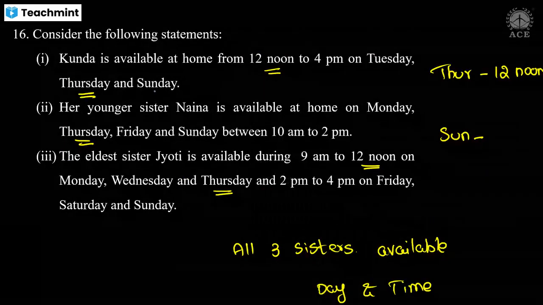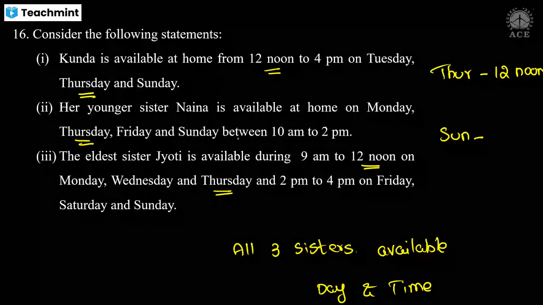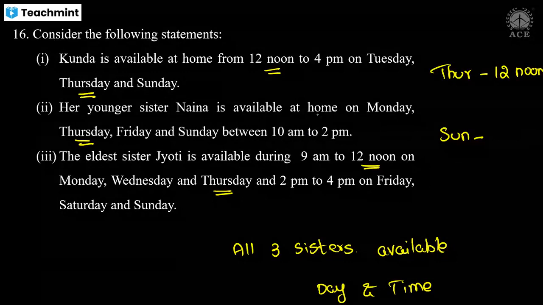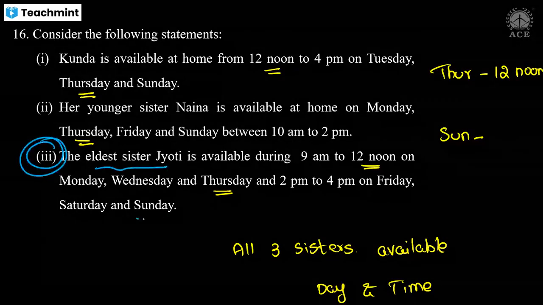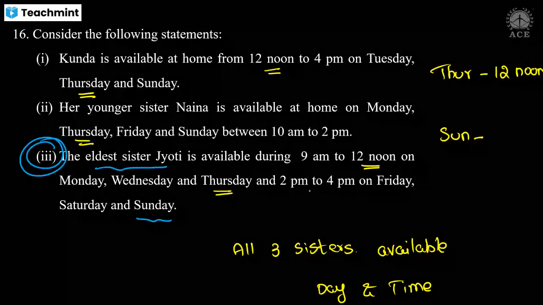Sunday, yes, Sunday. Here, Sunday. The common time is 12 to 2 again for these two. But this elder sister is deciding. Sunday, 2 to 4. Here, 10 to 2. Exactly 2 p.m. Here 2 p.m.